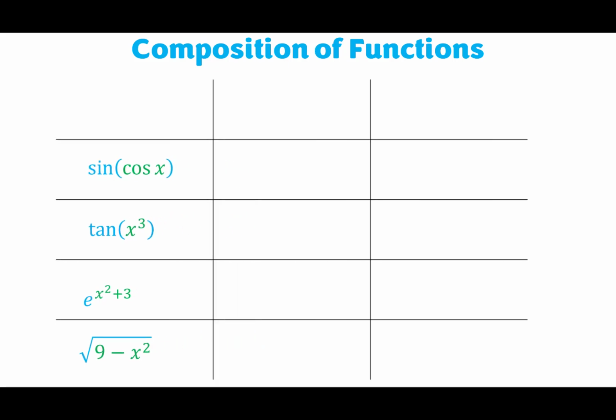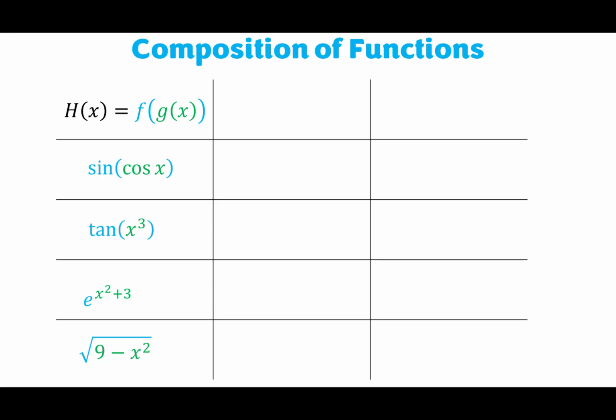Alright, we'll start with reviewing composition of functions. I'll put 4 examples here: sine of cosine of x, tangent of x cubed, e raised to the x squared plus 3, and the square root of 9 minus x squared. Now, each one of these examples is a composition of functions because there's one function inside of another function.